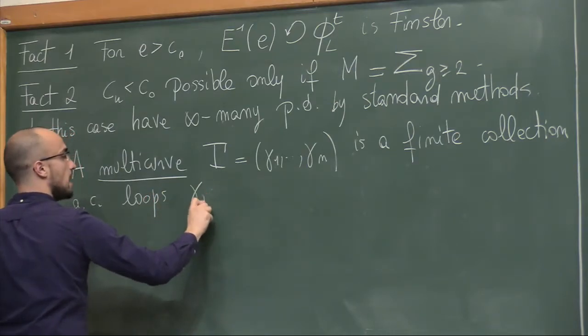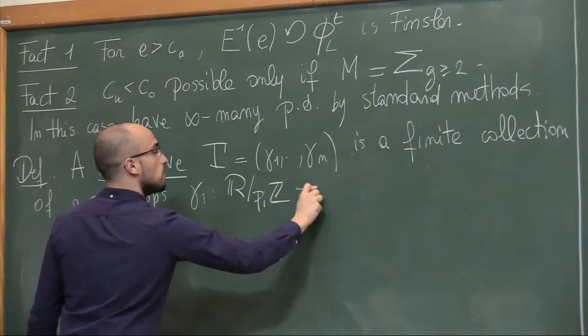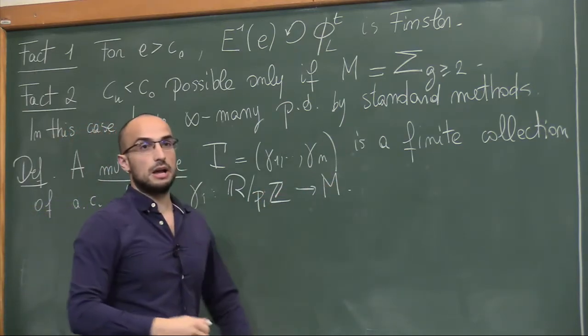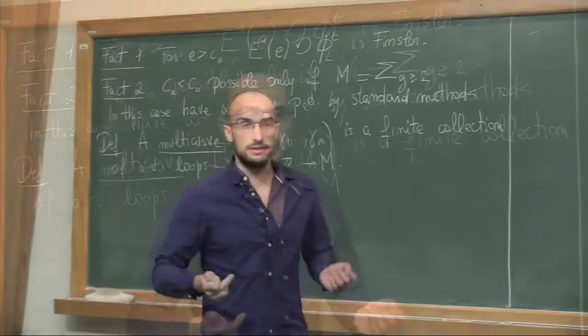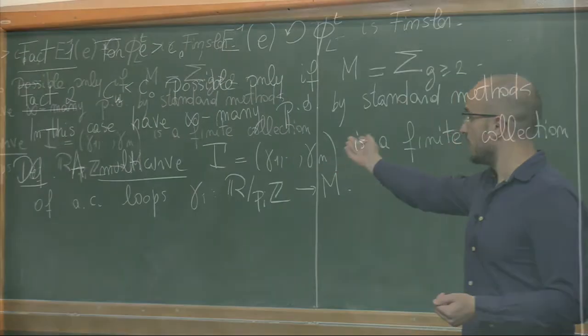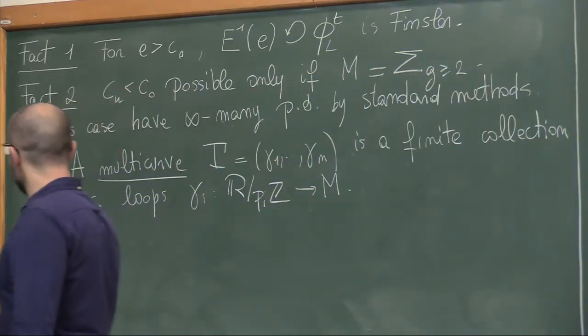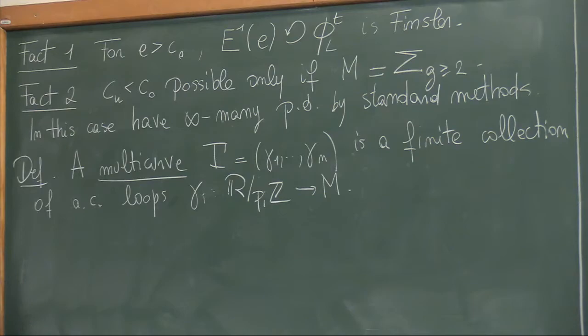Let's say gamma_i from R over pi_i Z to M. Of course, when we have a collection of curves, we can ask that this multicurve is embedded. By that, I mean that all curves in this finite collection are embedded, and they have disjoint image. So by embedded multicurve, I will mean a collection of embedded loops which have distinct image.